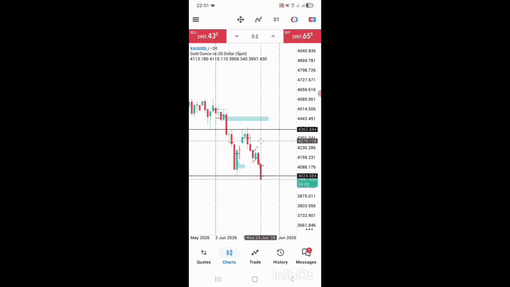Break structure. And go a bit up. Let's just see if this will become a new low.